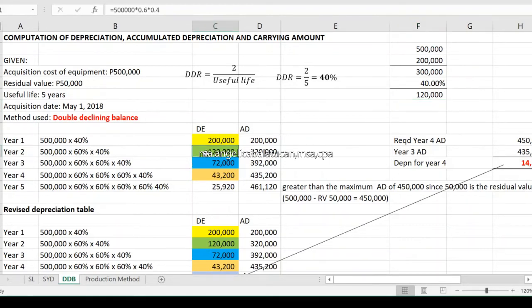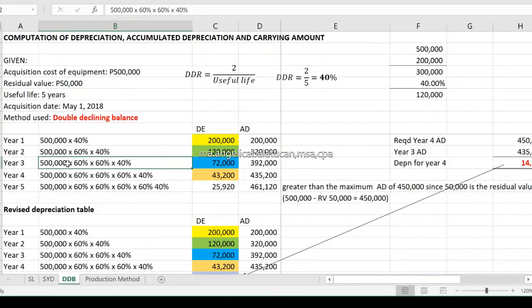But if you want the shortcut, you don't need to write the balances. So this is how you are going to do it. 500,000 times 60% times 40%. Why 60? Because we remove the 40%, which is this one, 200,000, and then you multiply it immediately by 40%. So you just take out 100% minus the 40% that we have already deducted, which is equivalent to 200,000, and then multiply by 40%. And you will still get the same answer, 120,000.